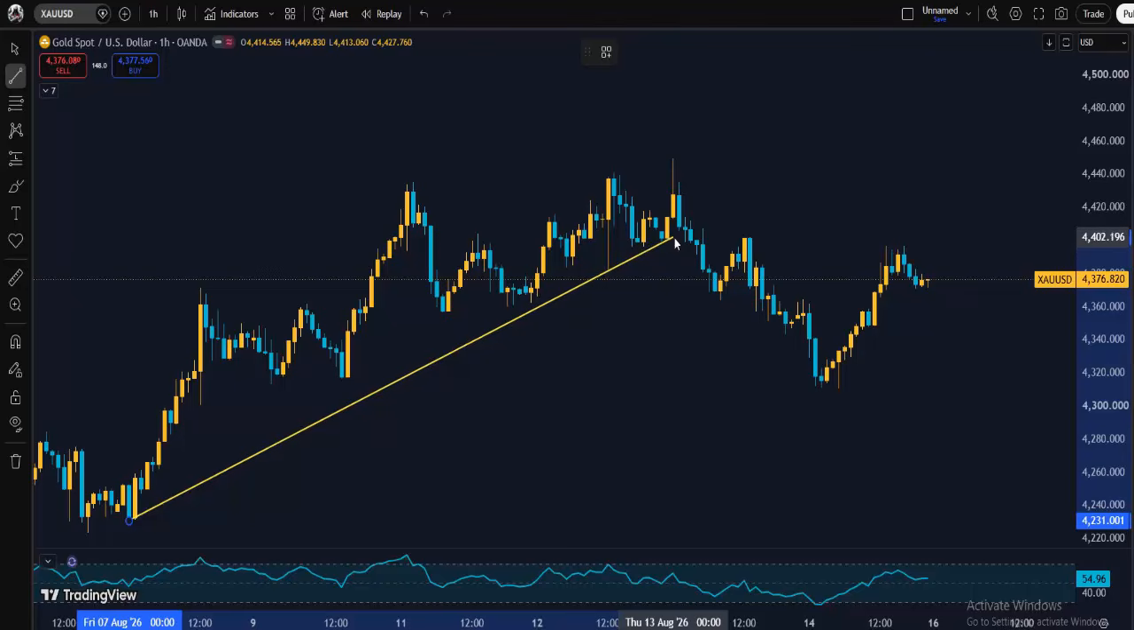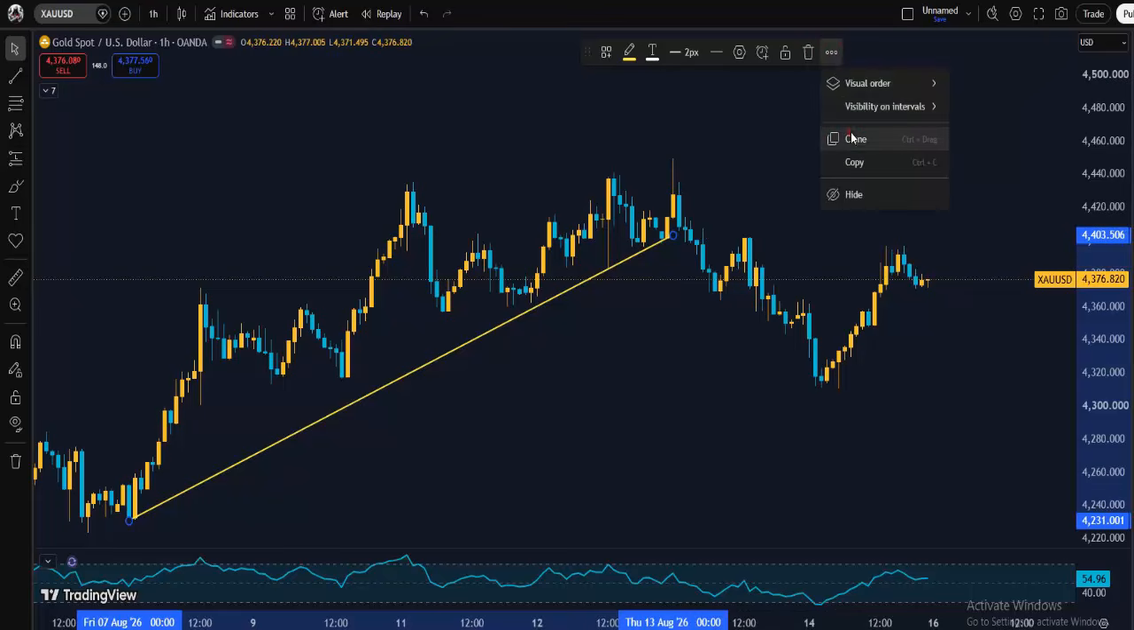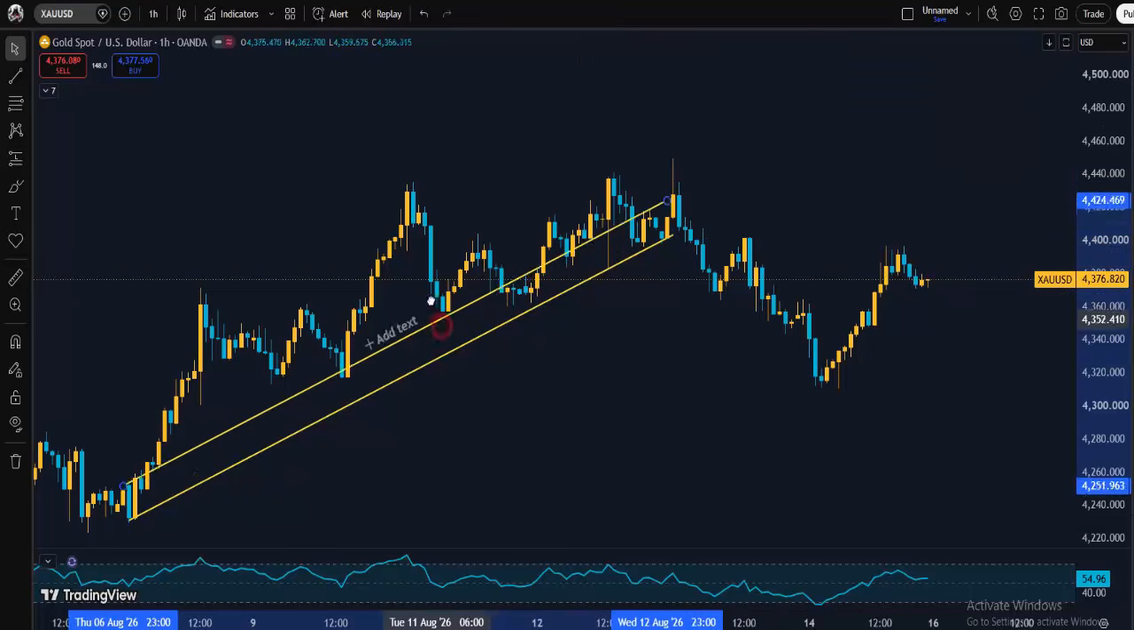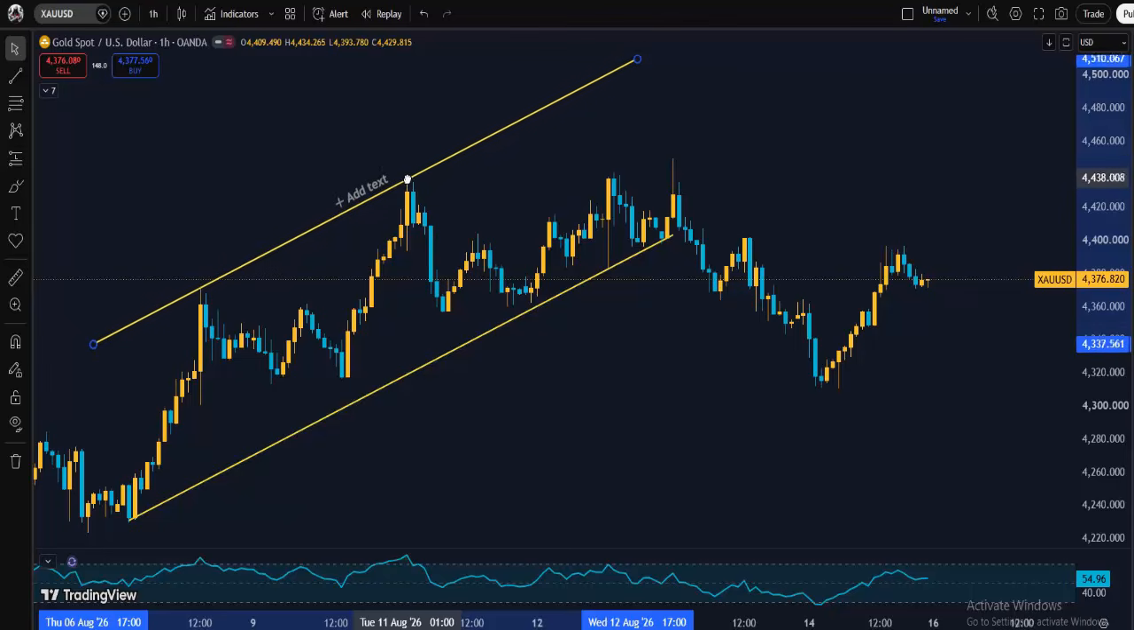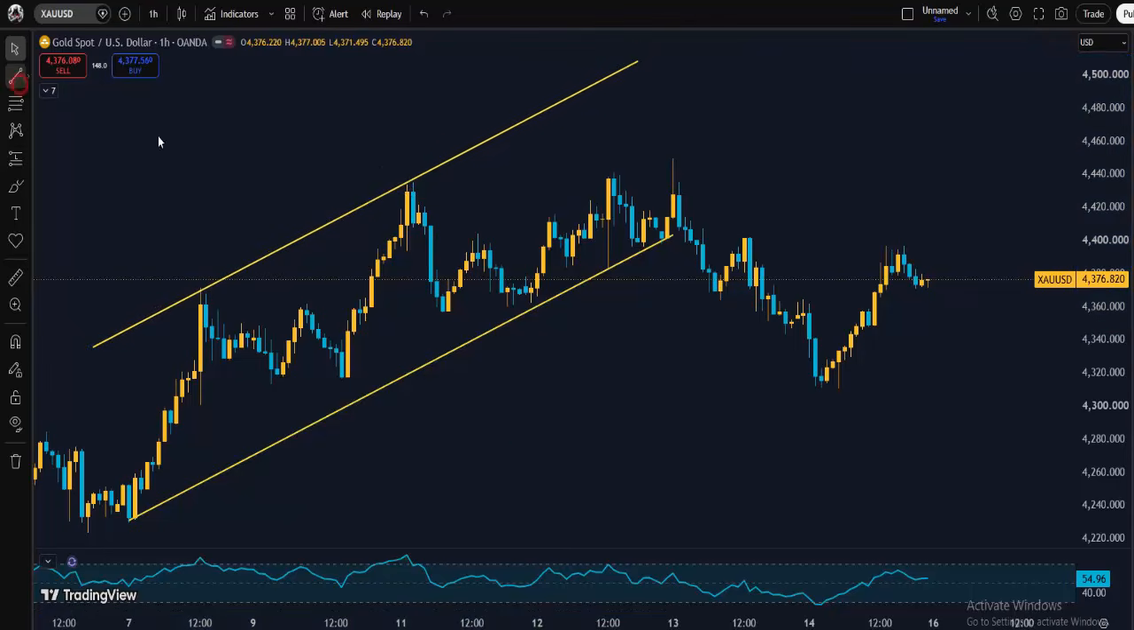XAU/USD technical analysis. On the H1 chart, gold is currently trading around the 4,376 area, and the price structure is showing an interesting battle between bullish and bearish trend lines. Let's break down the setup step by step.